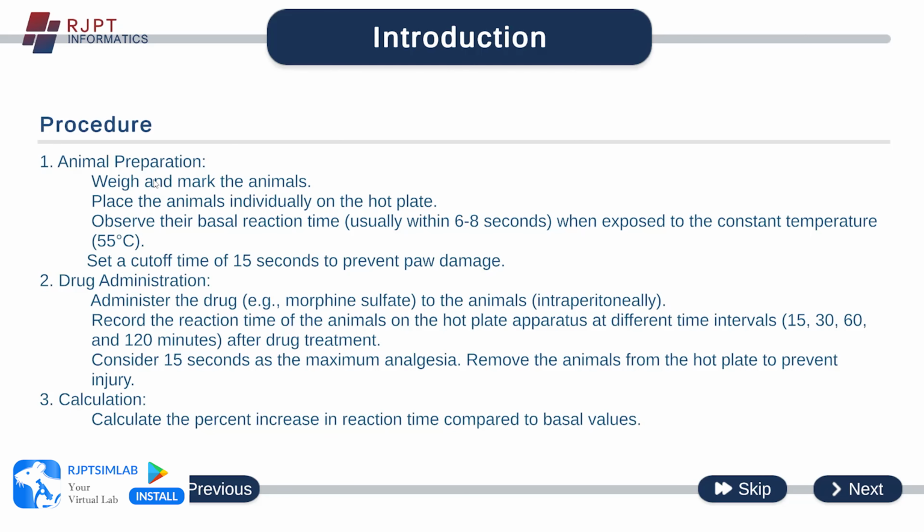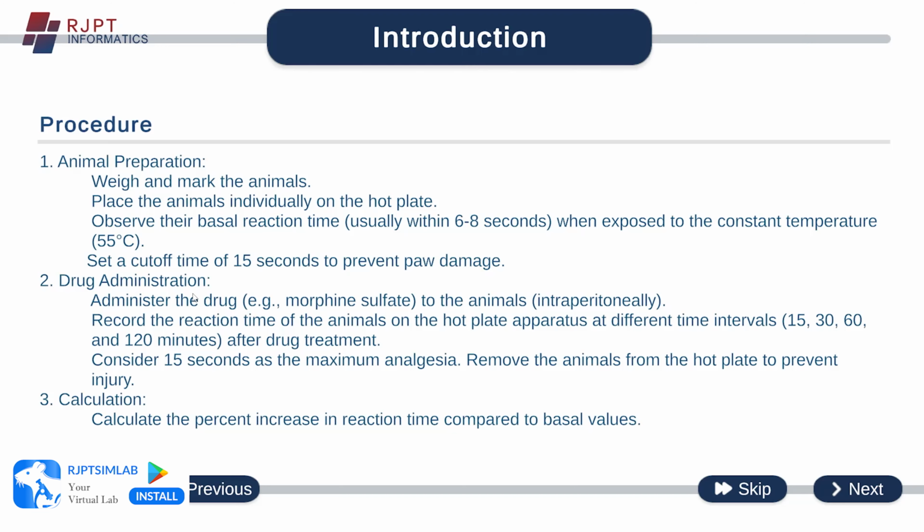In the procedure, first we have to prepare the animals. Weigh and mark the animals. We are using six mice, so we will mark them from 1 to 6. Then place the animals individually on the hot plate and observe the basal reaction, which usually lasts for 6 to 8 seconds when exposed to a constant temperature of 55 degrees Celsius. Then we set a cutoff time of 50 seconds to prevent paw damage.